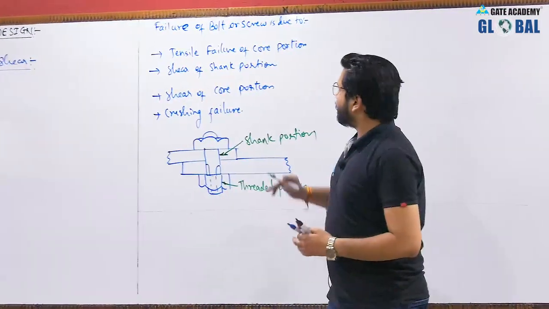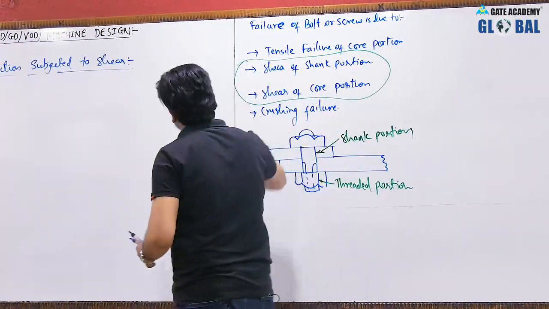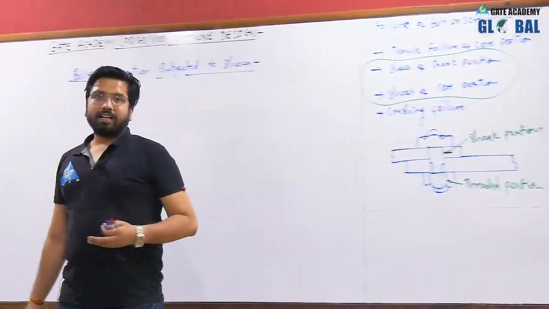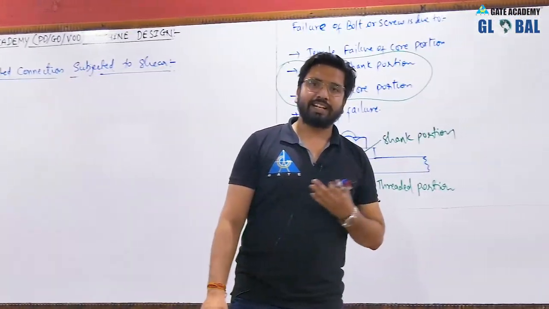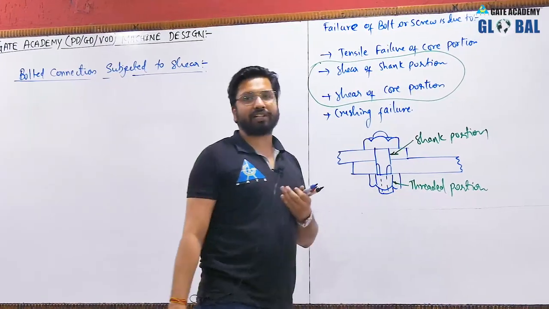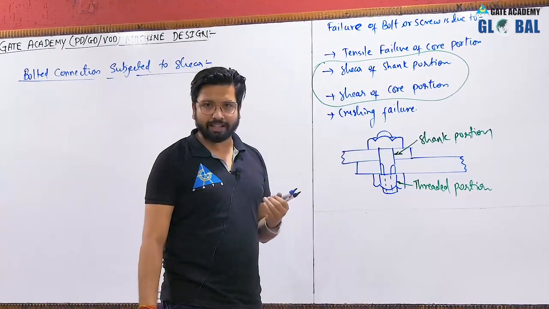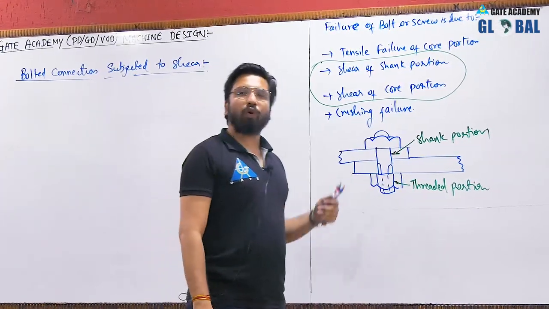Now, the main part which needs special attention is the shear, because the shear will be taking place in the cross-sectional area of the bolt, and in the case of a bolt we will have two cross-sectional areas. One is based on the shank diameter, that is the shank area, and the second is the core area, that is based on the core diameter.